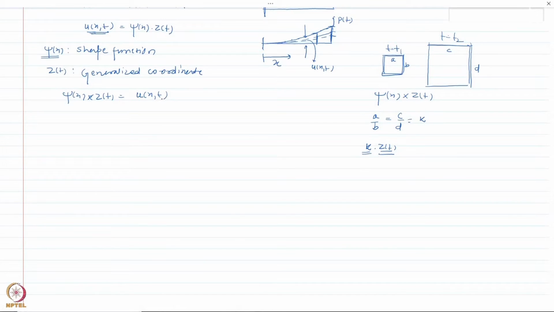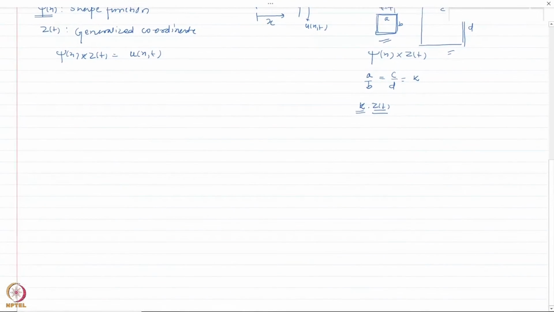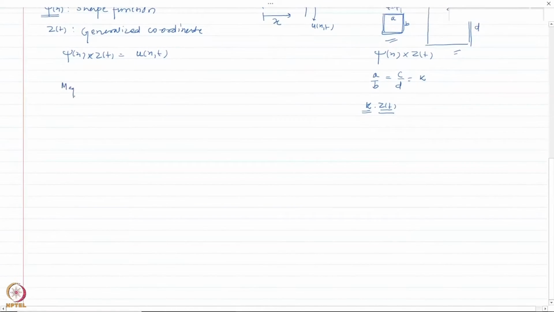Okay, now the shape does not change with time, as you have observed here or here. What actually is changing is the generalized coordinate. So the time variation actually comes from the generalized coordinate z t. And our goal is to derive an equation which may be of this form here. So we have the equation of motion. Using this shape function, our goal is to find an equation something like this.